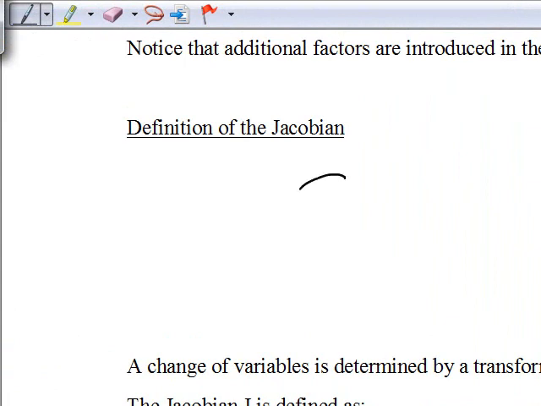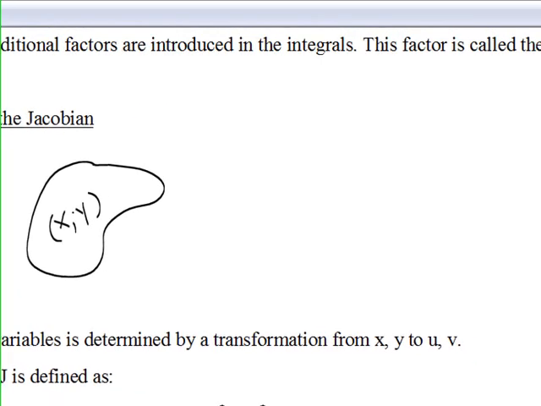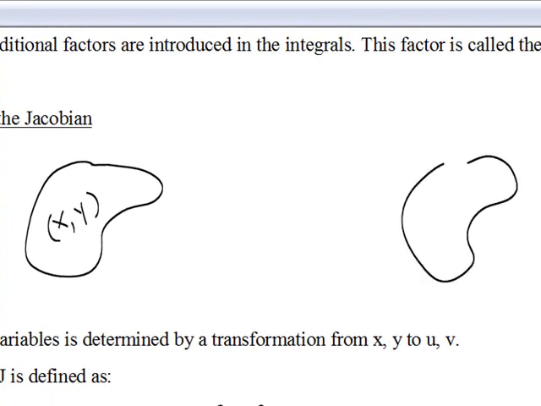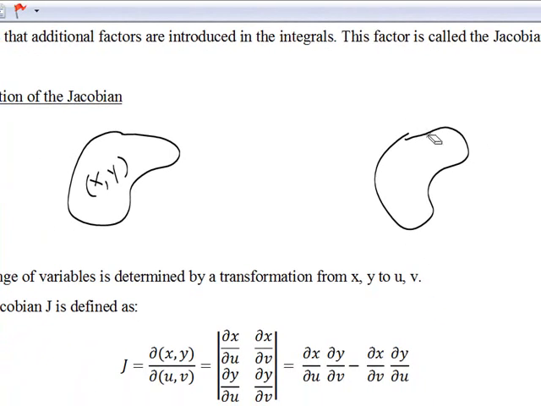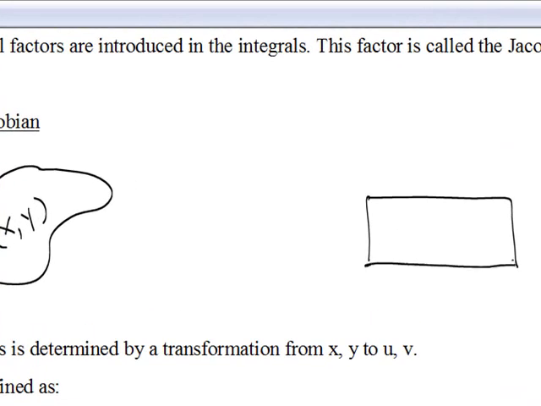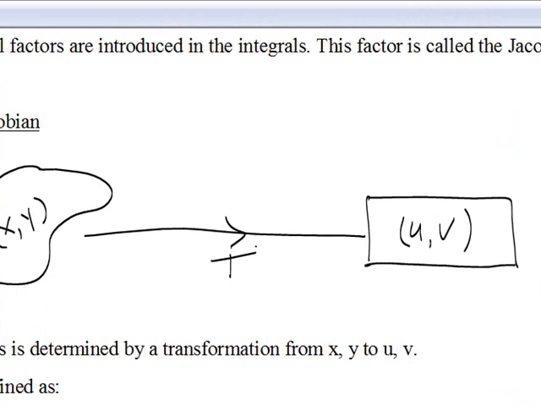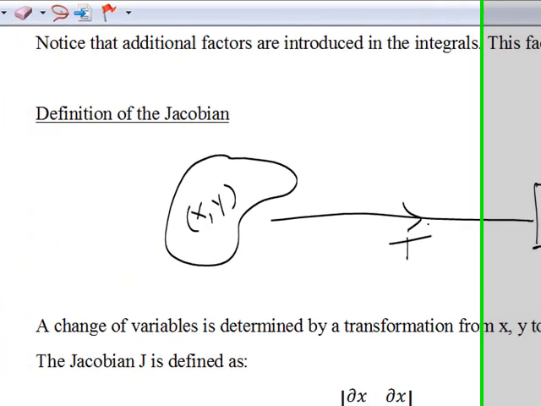So what we have is a region. This is what we're doing, right? We have a region with x, y coordinates, and we want to transform it to a recognizable region in the UV plane. And this is the transformation. Okay, so I'll say this again.